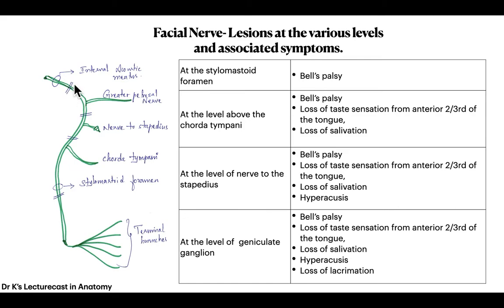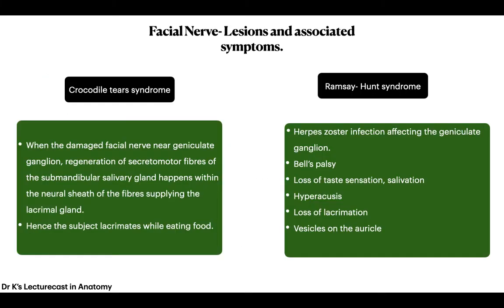What happens if there is a lesion at the geniculate ganglion? What is the function of the greater petrosal nerve when we traced it out? It helps in lacrimation, helps in carrying the secretomotor fibers to the lacrimal gland, and so there is loss of lacrimation at this level. So add Bell's palsy, everything is lost. See here? So add Bell's palsy, chorda tympani means taste sensation is lost, salivation is lost, hyperacusis occurs, and no lacrimation, loss of lacrimation. What is this crocodile tears syndrome?